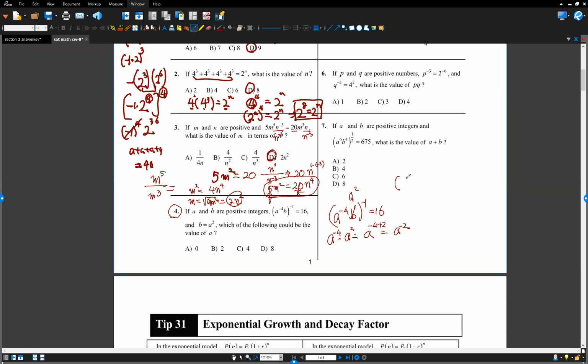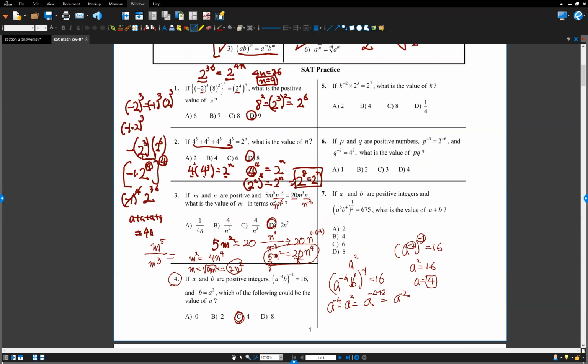Now put this number in there. And outside we still have exponent negative 1. That is 16. So negative 2 times negative 1 is positive 2, which is a squared equals 16. Because a is positive, just take the square root. a equals how much? 4 is the answer. It's okay, right? Okay. I'm going to skip number 5, 6, 7, okay? That's enough, just to remember the operations of exponents.